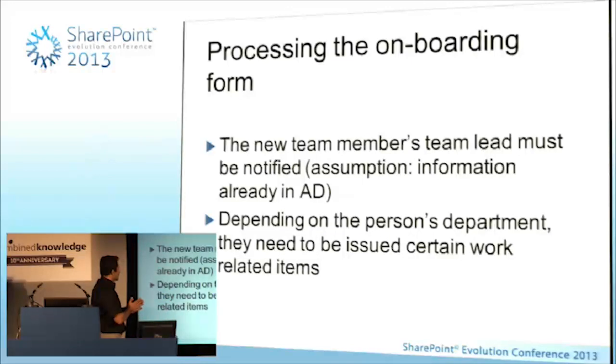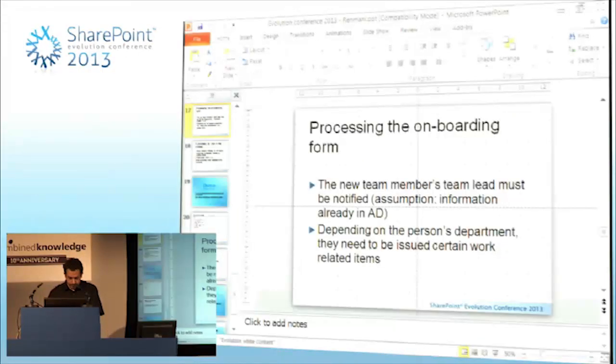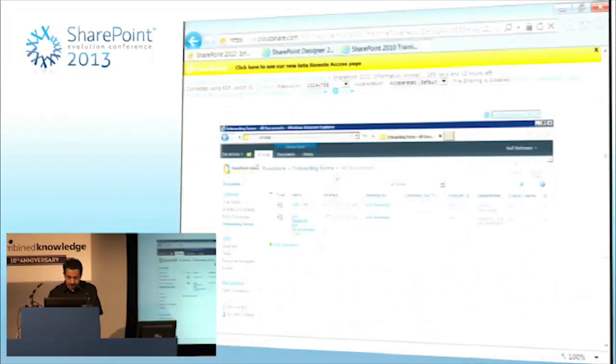Okay, depending on the person's department, also, they need to be issued certain work-related items, like a laptop or a desktop, or if they're in human resources, they need to be given a human resources manual or things like that, right? So that's the kind of stuff we need to do. Yeah, okay. That's it for that. Let's go ahead and dig inside of it now.